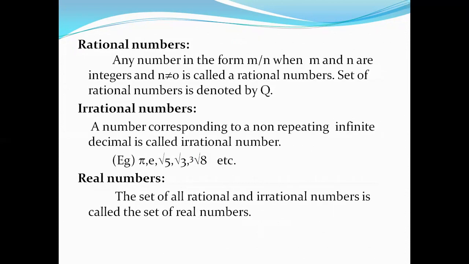Rational numbers. Any number in the form of m divided by n, when m and n are integers and n not equal to 0, is called a rational number. The set of rational numbers is denoted by Q. Irrational numbers. A number corresponding to a non-repeating infinite decimal is called an irrational number. Example: pi, root 5, root 3, cube root of 8, etc. Real numbers. The set of all rational and irrational numbers is called the set of real numbers.